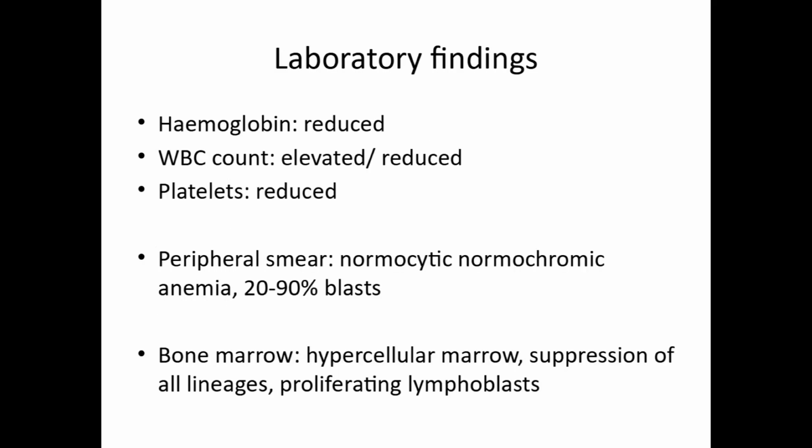Hemoglobin will be reduced, that is, the patient will be anemic. WBC count obviously will be elevated because there are numerous lymphoblasts, at least more than 20%. Platelet count will be reduced. Peripheral smear will show normocytic, normochromic anemia, with the lymphoblasts accounting for 20 to 90% of all the WBCs. Bone marrow examination, if done, will show excessive amounts of cells in the bone marrow, apart from suppression of all lineages, leading to reduction in RBCs and reduction in platelets.